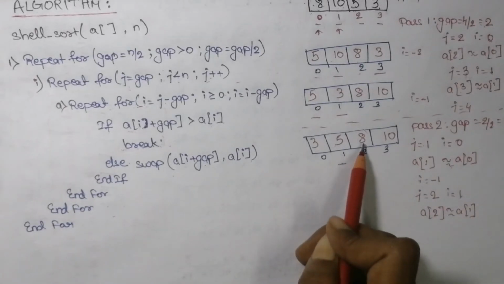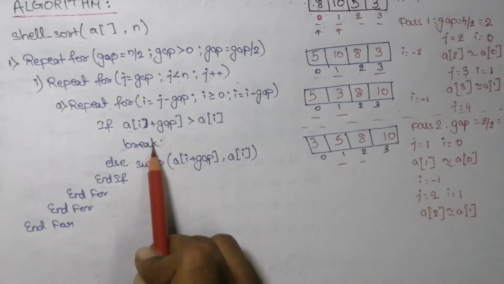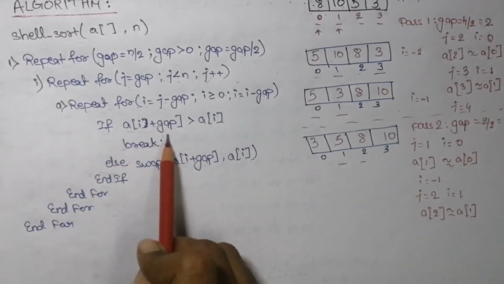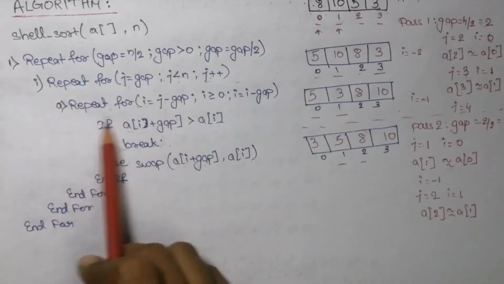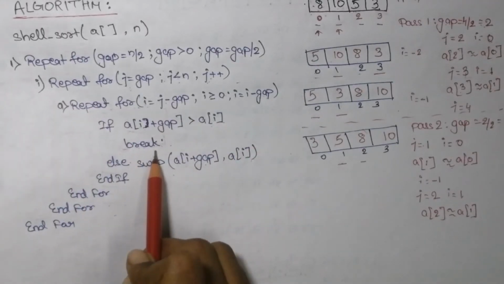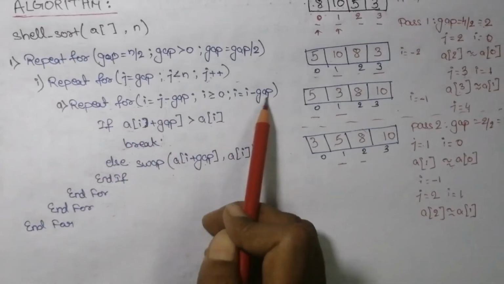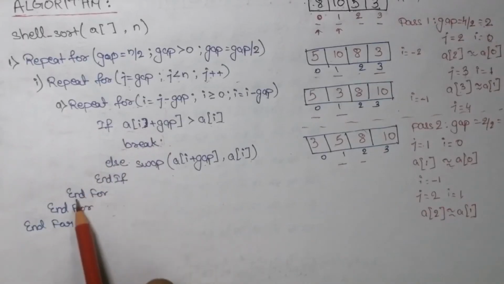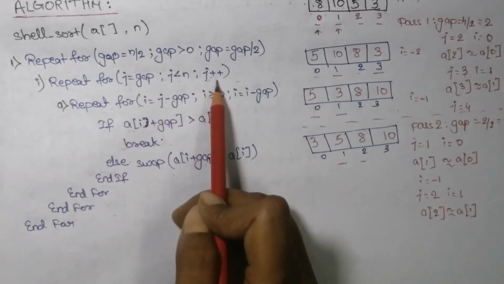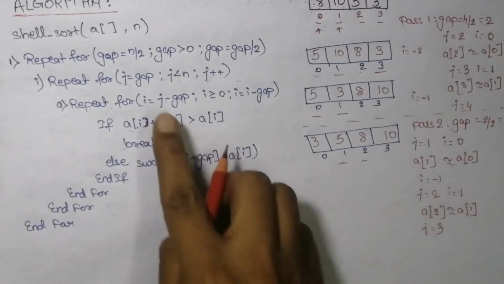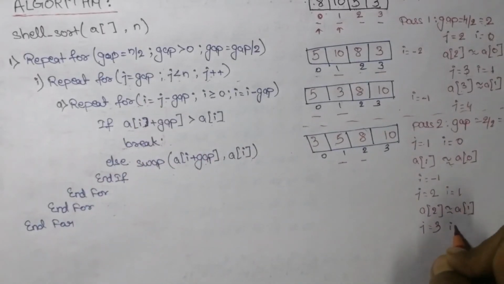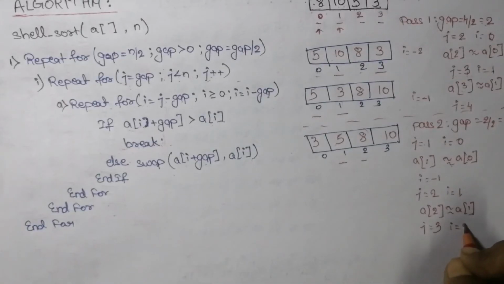Now is 8 greater than 5? Yes. So we will break from here. This break statement will let the control go out from the loop in which it is present. This break statement is present within this loop, so the control will go out from here and we will increment the value of j. Now j will be 3, and again i equals j minus gap, that means 3 minus 1 equals 2.